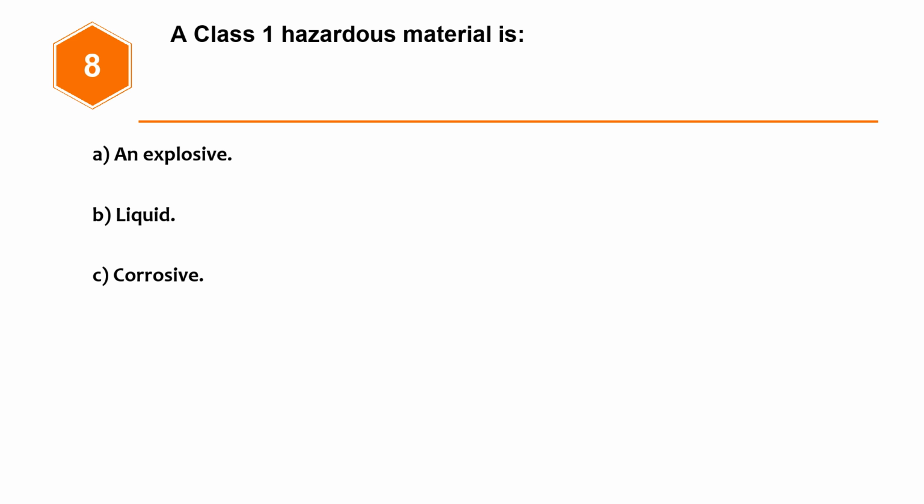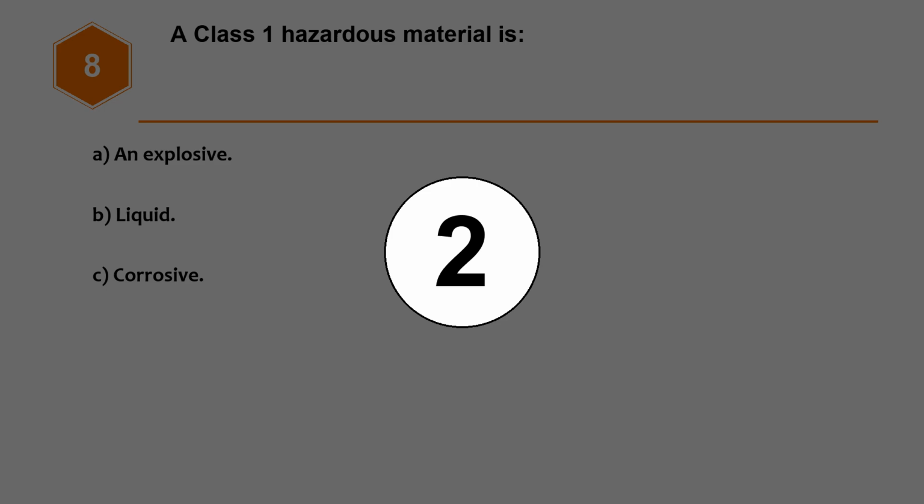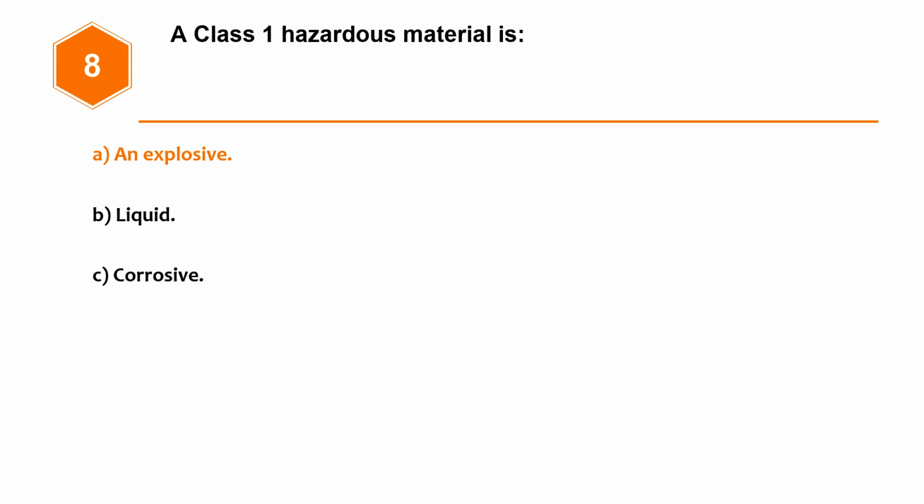Question 8. A Class 1 hazardous material is: Option A, an explosive. Option B, liquid. Option C, corrosive. The correct answer is option A, an explosive. Explanation. Explosives are placed in hazardous materials class 1.